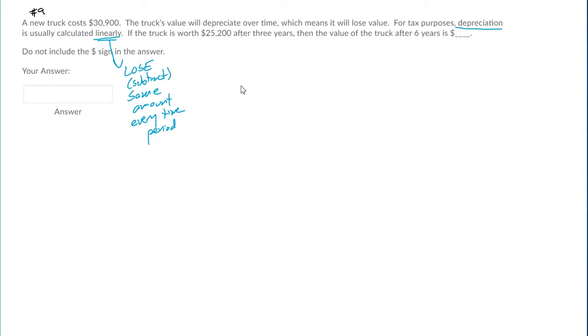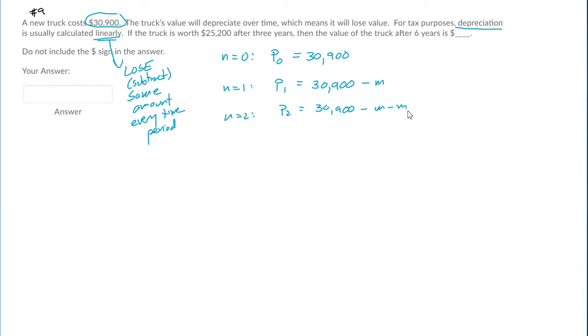So we could just build a little sequence here. At year 0, I know the value of the truck is 30,900. It gave me that right here. At time 1, the value of the truck is my 30,900, but in this case I'm subtracting some amount, m. At time 2, same idea. We're subtracting m, and then we subtract m again because we're losing the same amount every year. That's what linear depreciation means. Depreciation means we're losing or subtracting. Linear means the same amount.